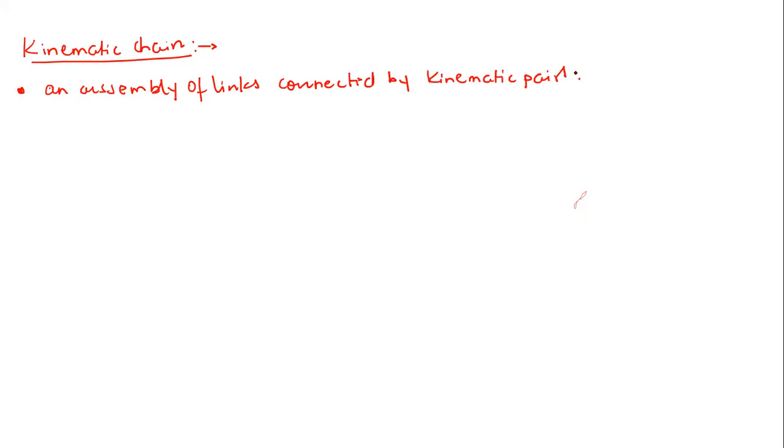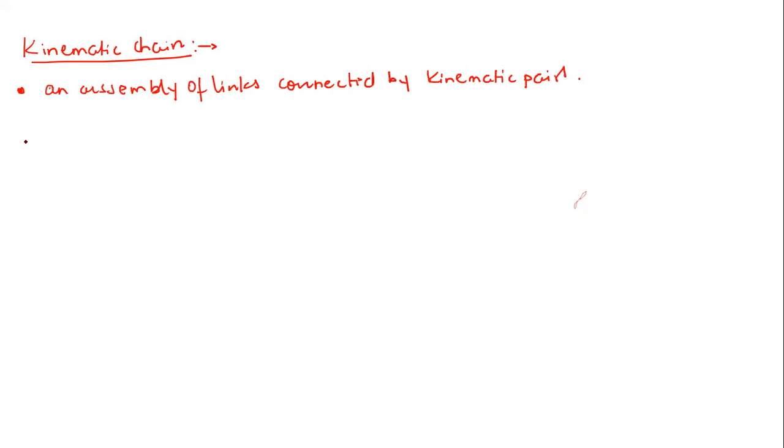Now after defining links, mechanism, machine, all these things, let us come to this. What is a kinematic chain? A kinematic chain is an assembly of links connected by kinematic pairs. This is very obvious. If you talk of a chain, it is just a number of links connected by kinematic pairs. Now this is very important.